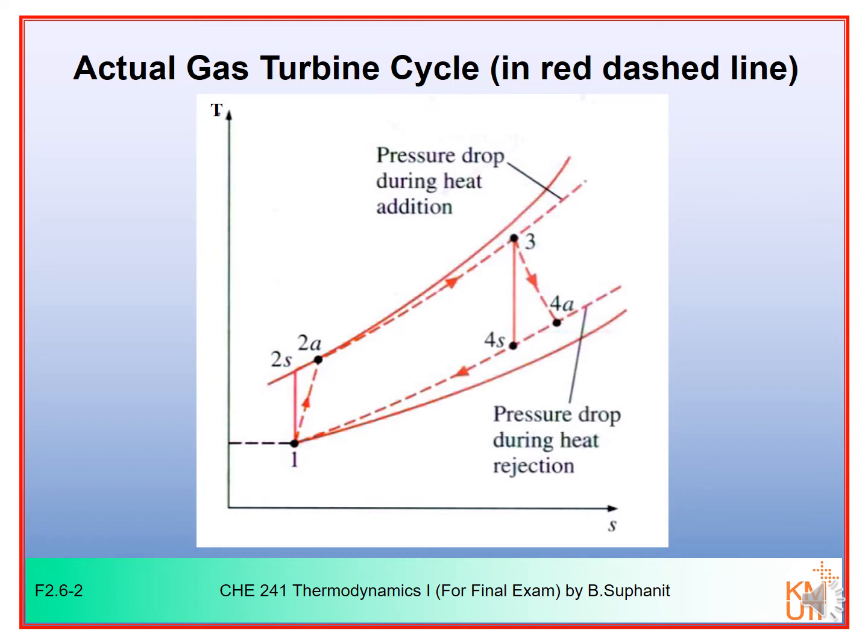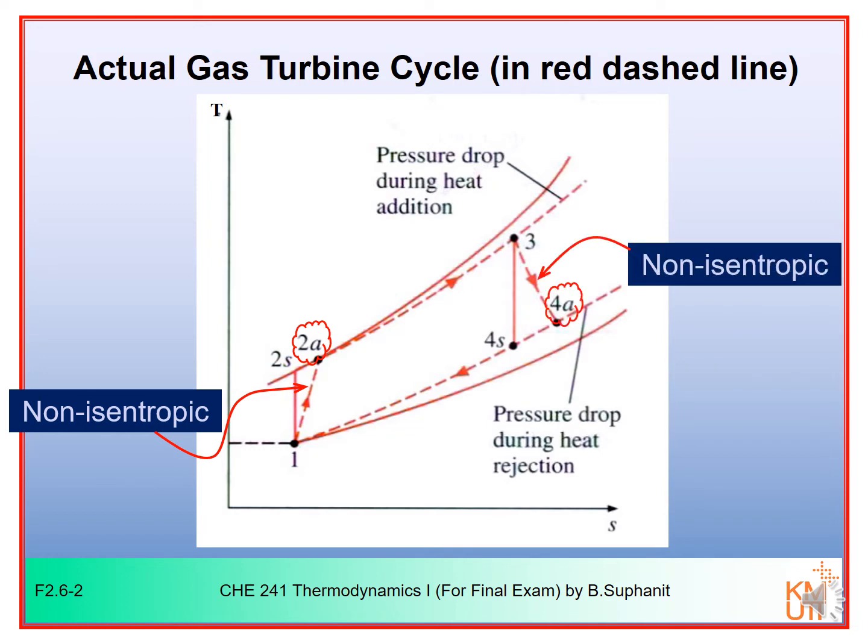For example, in the compressor, the compression may not be isentropic. Instead of isentropic compression from point 1 to point 2s, it would be an actual compression from point 1 to point 2a. Similar to expansion, instead of expanding isentropically from point 3 to 4s, it would be from point 3 to 4a. The irreversibilities in heat addition and heat rejection processes can also occur in some form of pressure drop.